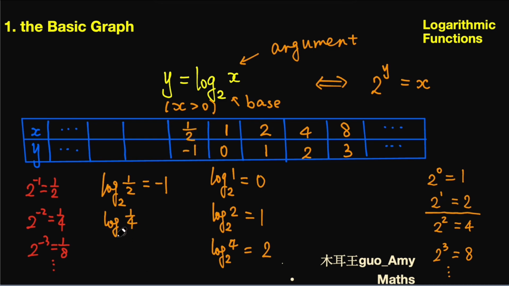Similarly, log a quarter to the base 2 is equal to negative 2. And log 1 out of 8 to the base 2 is negative 3. Then we will have the other 2 points: when x is equal to a quarter, y is negative 2, and x is equal to 1 out of 8, y is equal to negative 3. We are going to plot the points on the number plane using this table.